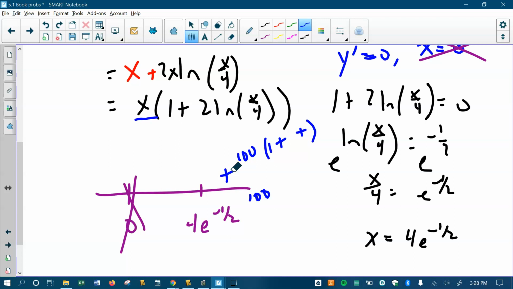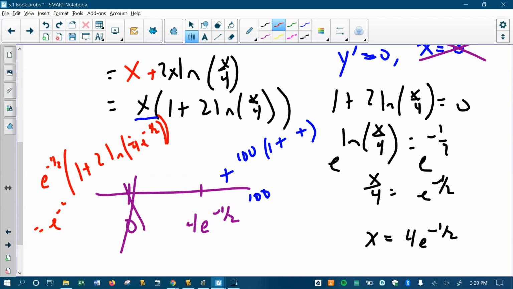Now, for the left side of 0, I can plug in a number that's less than this, like e to the negative 1/2. So let's plug in e to the negative 1/2 and see what happens here. So we have e to the negative 1/2 times 1 plus 2 ln of x over 4. And the reason I picked e to the negative 1/2 is that's certainly smaller than 4e to the negative 1/2. Okay, so 1 plus 2 ln of 1/4 e to the negative 1/2. Okay, that's kind of confusing. Let's see what the sign is here.